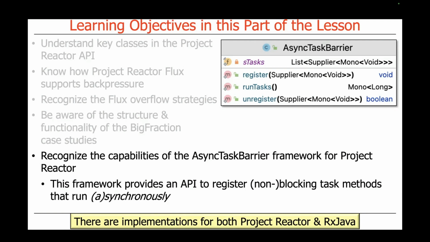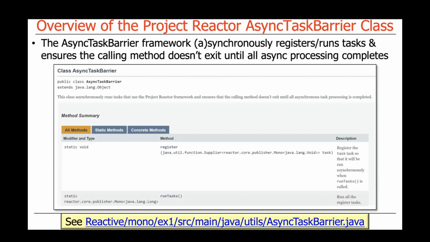And this framework provides an API to register either blocking or non-blocking task methods that can either run asynchronously or synchronously. And there's two implementations of this, one for Project Reactor and one for RxJava. And that's because there's ever so subtle differences between the types of classes that Project Reactor supports versus RxJava. And so I had to make them sadly be slightly different. So what is this framework about?